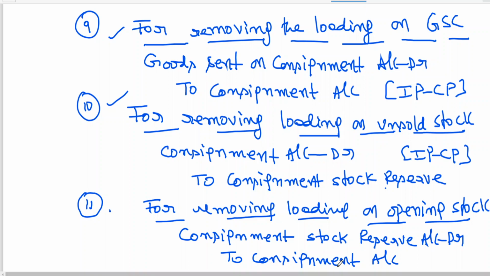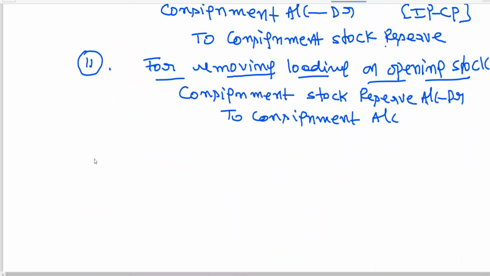So we have learned about the entries for loading effect also. Okay, the entry for loading effect on unsold stock, and also unsold stock either at the beginning or unsold stock at the end. Now the 12th entry will be the treatment of abnormal loss. We will be learning how to calculate abnormal loss, but let me give you the idea. Sometimes there may be an abnormal loss.